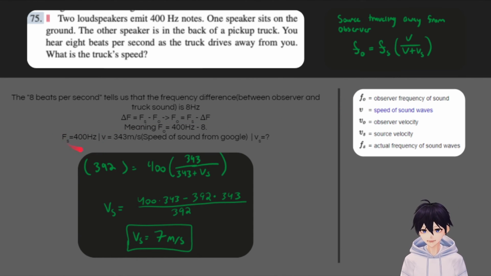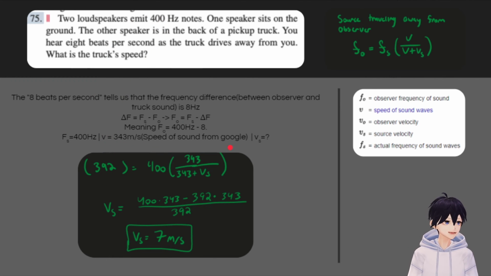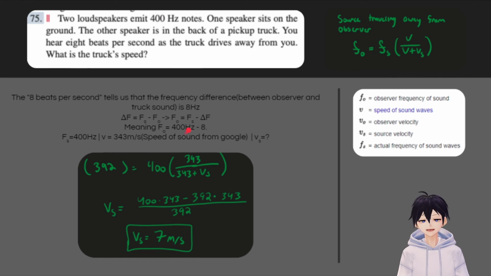Our actual frequency is given to us from the question, and the velocity of sound isn't given to us straightforwardly, but we can Google search it, and when you Google search the speed of sound, you get 343 meters per second. And as for the velocity of the source, that's what we're trying to find, so now we just plug everything into the equation. We have our f of O equals our f of S, in parentheses the speed of sound over the speed of sound plus the velocity of the source.